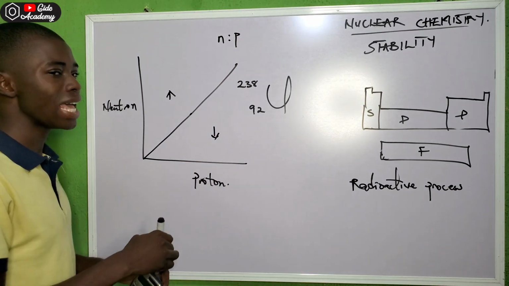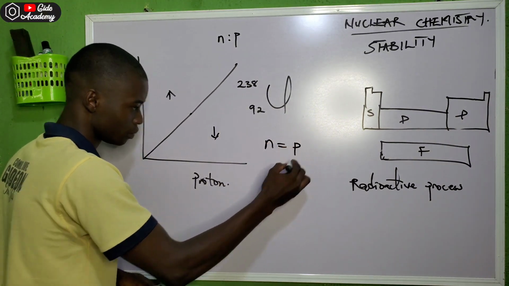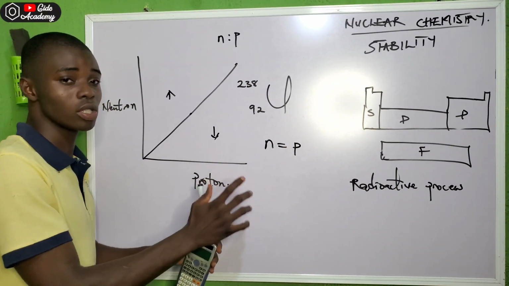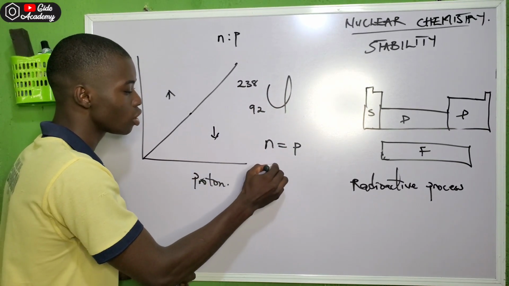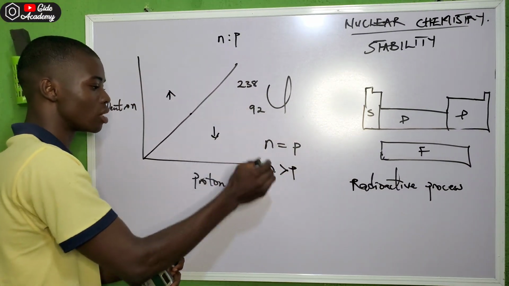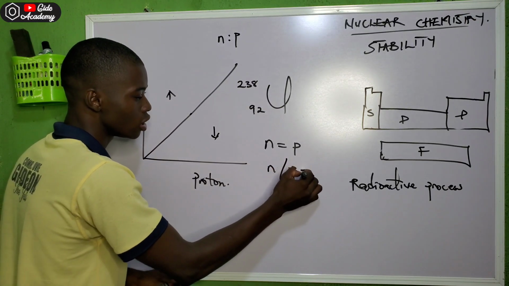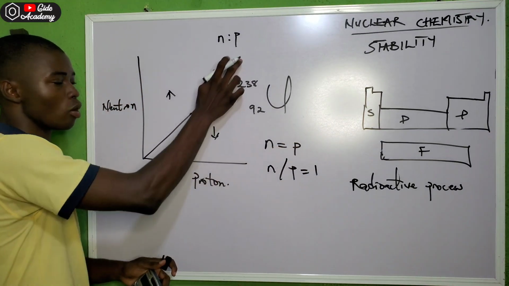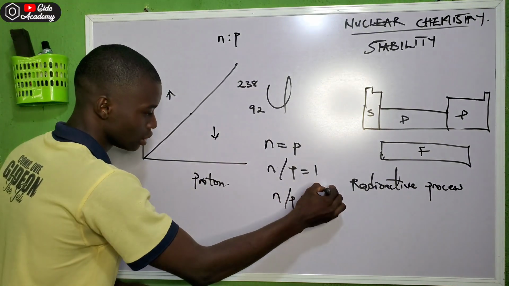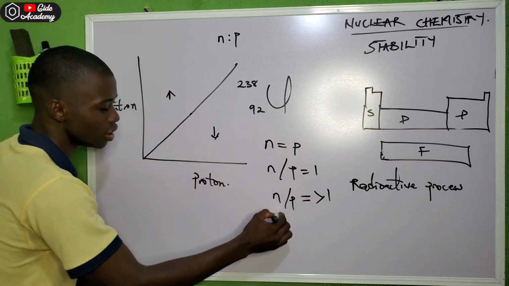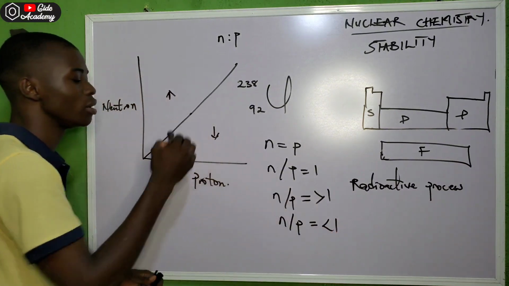For any element to be stable, the neutron number must be equal to the proton number. If the neutron is greater than the proton, it will be above the stability belt. Let me do it this way: if neutron divided by proton is equal to 1, it will be on the stability belt. If neutron divided by proton is greater than 1, it will be above the stability belt. If neutron divided by proton is less than 1, it will be below the stability belt.